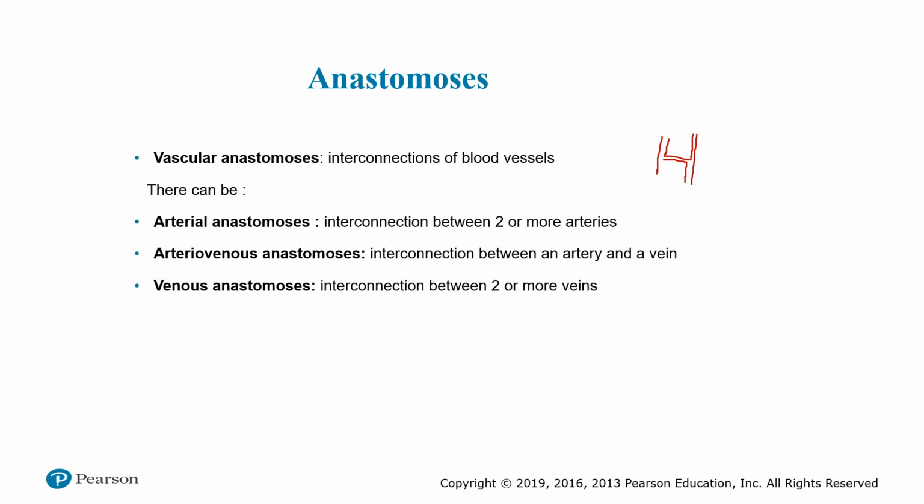Similarly, there can be a connection between an artery and a vein. It is known as arteriovenous anastomosis. Then there can be an anastomosis between two or more veins. So anastomoses are interconnections between the blood vessels.